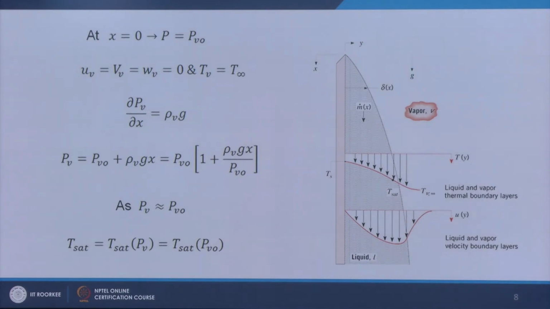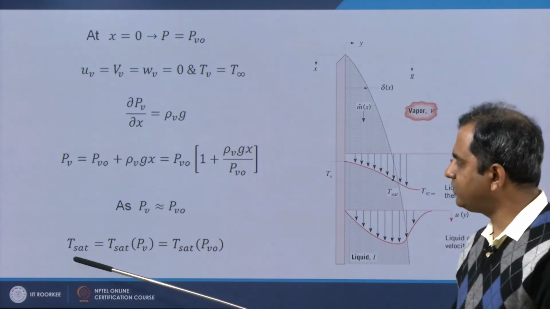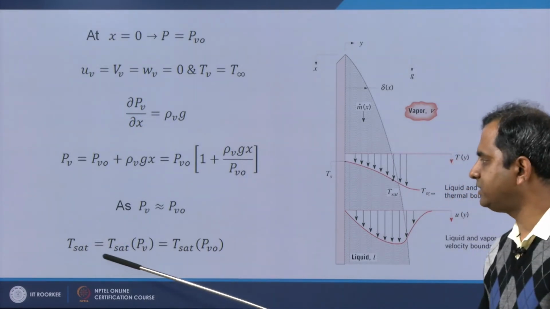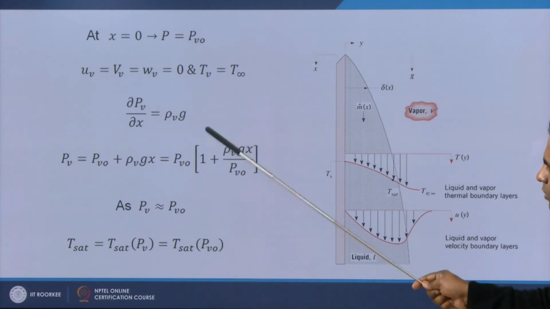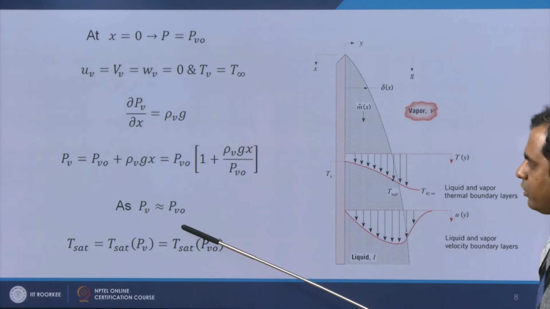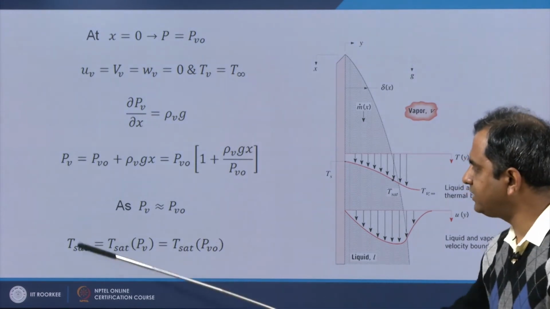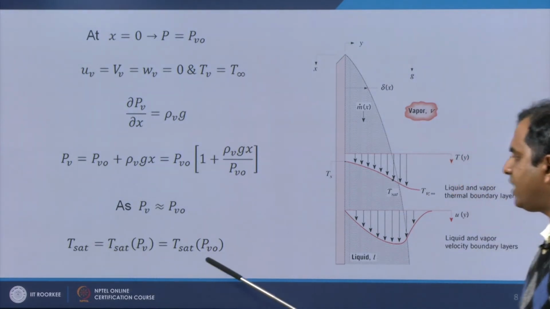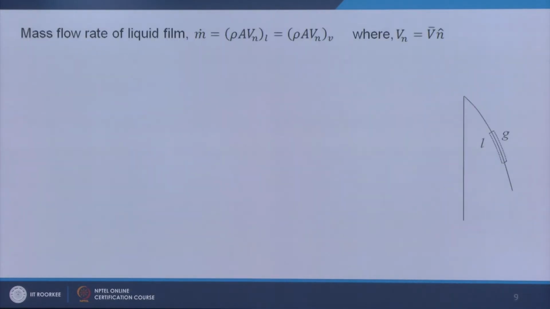As a result, the saturation temperature, which is a function of vapor pressure, and we have just shown this is nothing but the vapor pressure at the leading edge P_v0. So, the saturation temperature becomes a function of P_v0, the pressure at the leading edge. So, we have got some idea of T_sat, which will be a function of P_v0. Next, let us try to find out what happens at the liquid film.